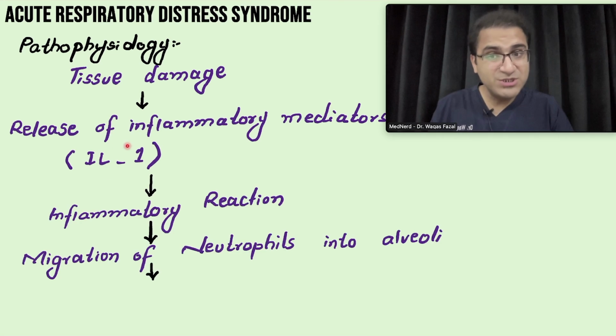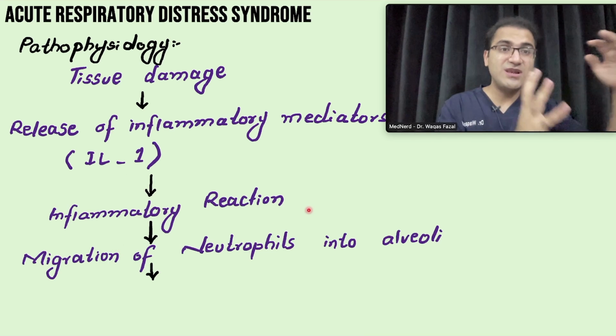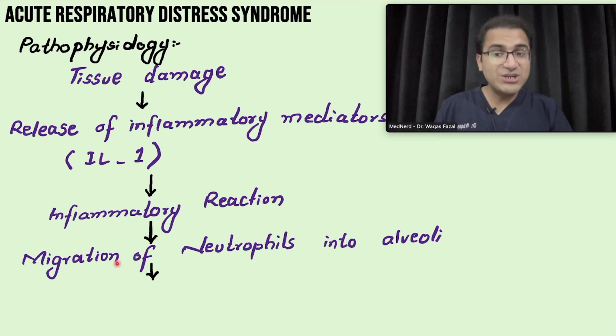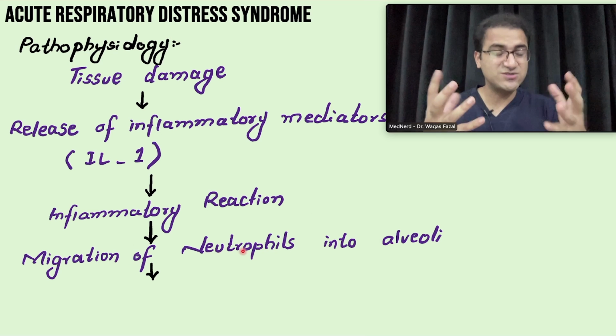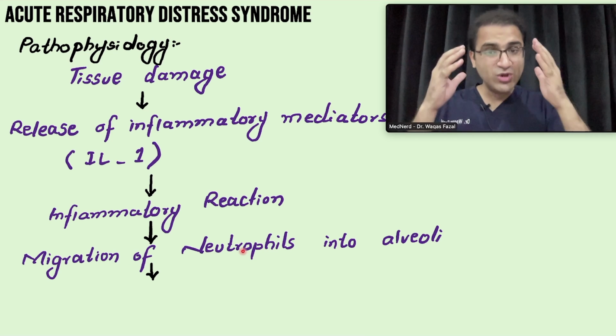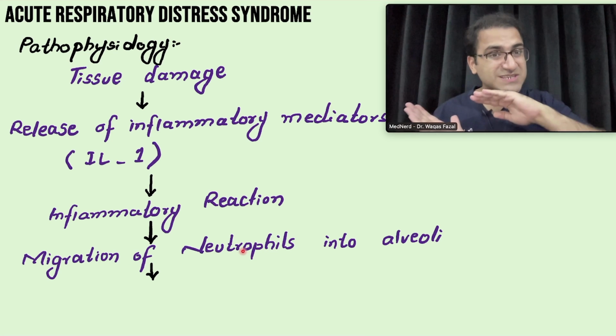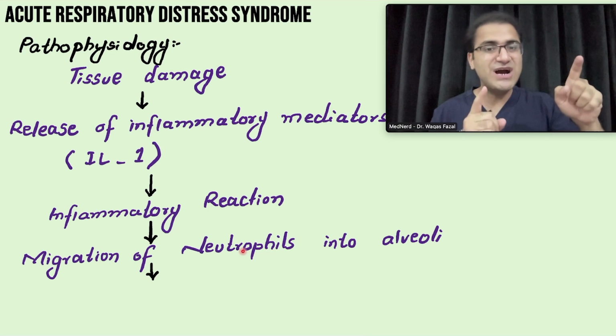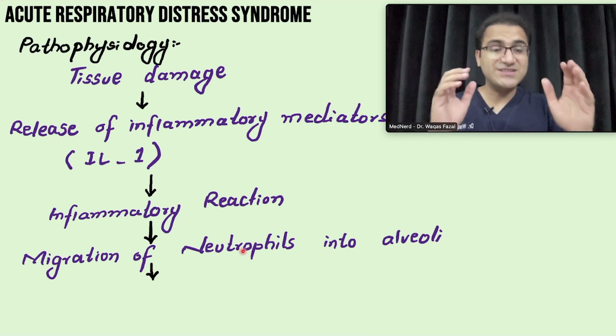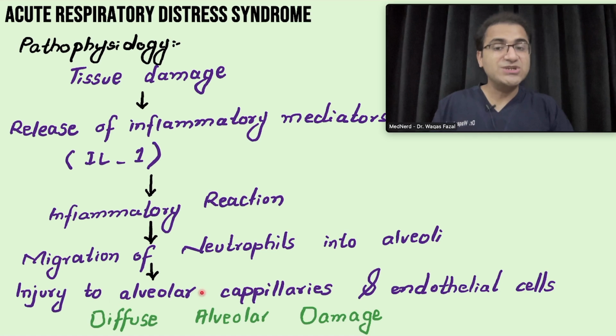But that inflammation spreads to and migrates into the alveoli. That inflammation migrates to the lungs. That results in migration of neutrophils in the lungs, and neutrophils carry reactive oxygen species. They contain oxidizing agents, proteases, enzymes. If these neutrophils mistakenly migrate to the alveoli, they will damage the alveoli. If they damage the alveoli, that will result in sudden onset injury to alveolar capillaries and endothelial cells.